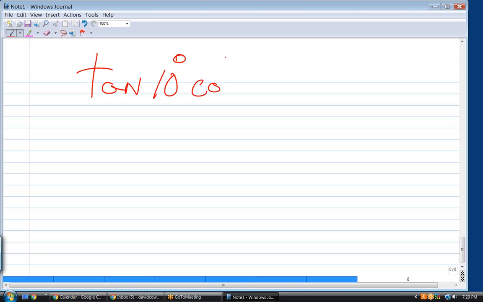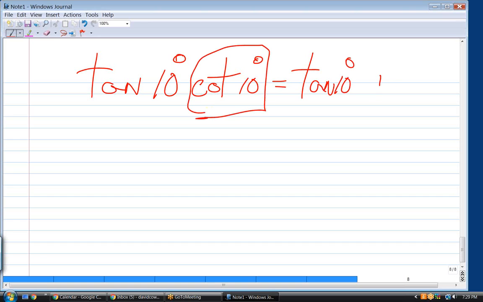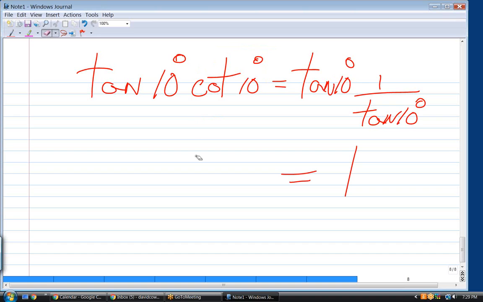Oh, yeah. In other words, I don't need to know what the tangent of 10 degrees is. What I need to know is that cotangent is the reciprocal. So this thing is equal to the tangent of 10 degrees, and in place of this, I'm going to write 1 over tangent of 10 degrees. Now I have tangent of 10 degrees divided by tangent of 10 degrees. That's 1. Oh. Okay. So we can do problems like this as long as we can get rid of the angle.